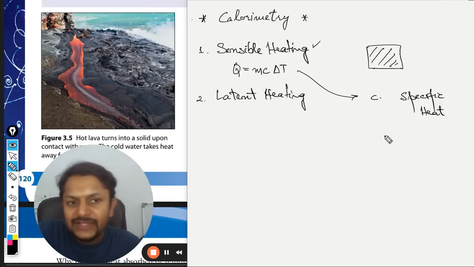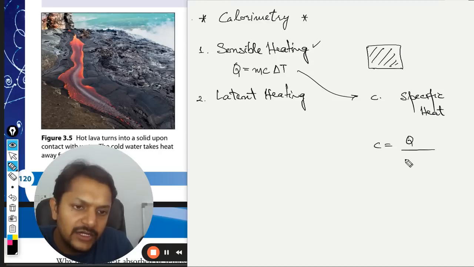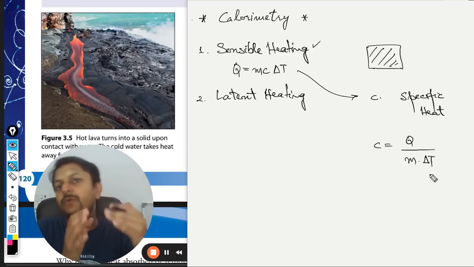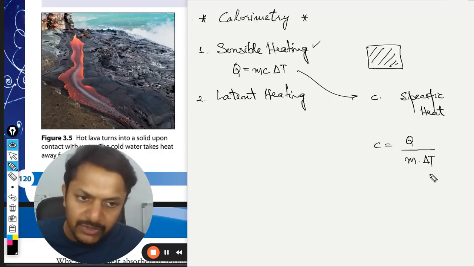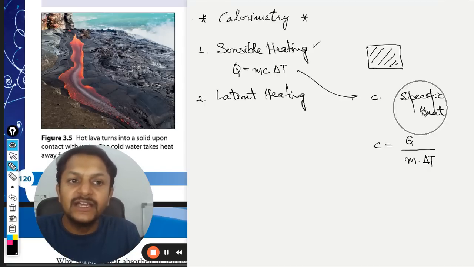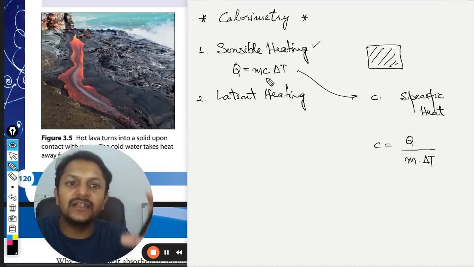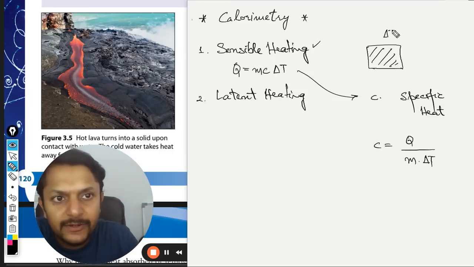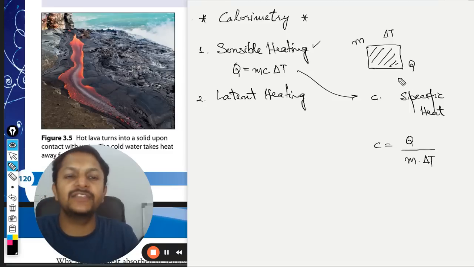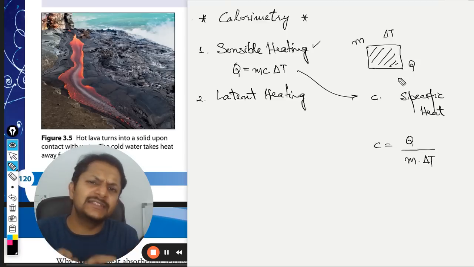Specific heat is how much heat will be required to raise the temperature of 1 kg of the substance by 1 degree Celsius, or by 1 degree. So you want to increase the temperature by 1 degree for 1 kg of substance, and the heat that was required is known as specific heat. So Q is equal to mc delta T. Delta T is the change in temperature, m is the mass that you have chosen, and Q is the heat that has to be given to it if you want to raise the temperature by delta T. So this is a simple thing, and this is sensible heating.